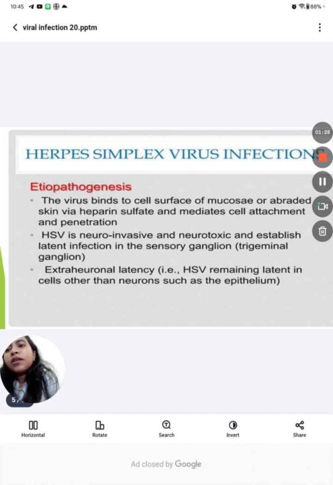Pathogenesis: the virus binds to the cell surface of mucosa or abraded skin via heparan sulfate, which mediates cell attachment and penetration. It is neuroinvasive and neurotoxic, and establishes a latent infection in the sensory ganglia.